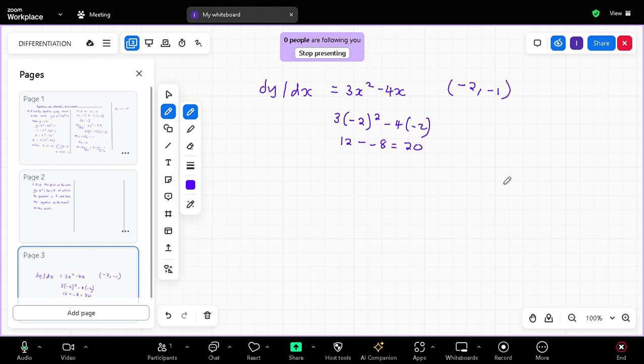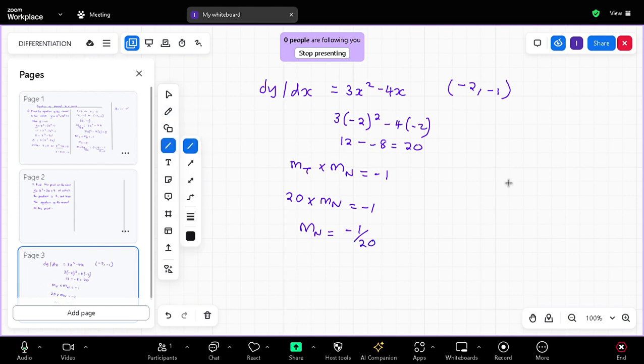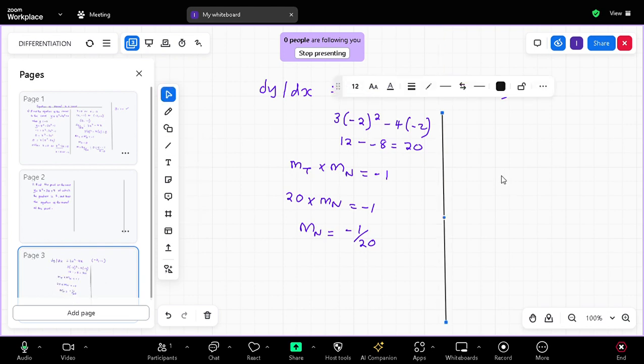Now the gradient of the normal. The gradient of the tangent multiplied by the gradient of the normal line should be equal to -1. So if the gradient of the tangent is 20, multiplied by the gradient of the normal is equal to -1, we find the gradient of the normal line equal to -1 over 20. So this is the gradient of the normal line. Now we use the gradient of the normal line to find the equation of the normal.